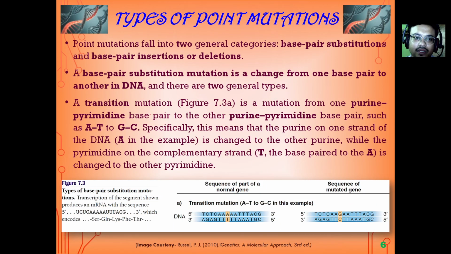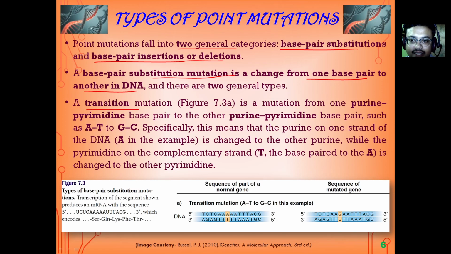So as I have told earlier, point mutation is generally of two types. One is base pair substitution mutation and the other is base pair insertion or deletion mutation. In case of base pair substitution mutation, there is a change from one base pair to another in the DNA. There are two types. One is transition, another one is transversion mutation.